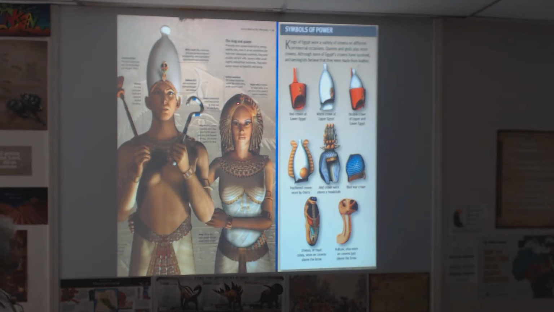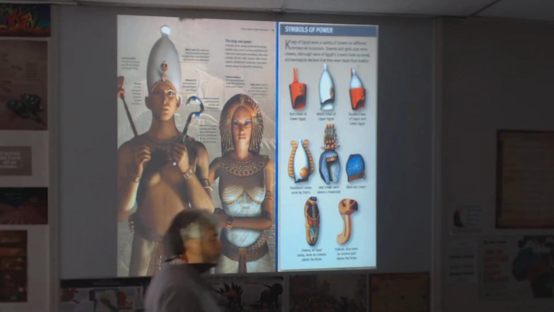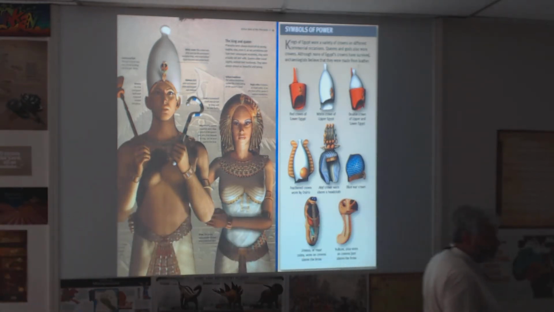This is called a vulture headdress. So it looked like a bird sitting on the queen's head. The pharaohs wore makeup, eye makeup. See on both of them. Wore a pleated dress. So that's how the pharaoh and his wife would dress.